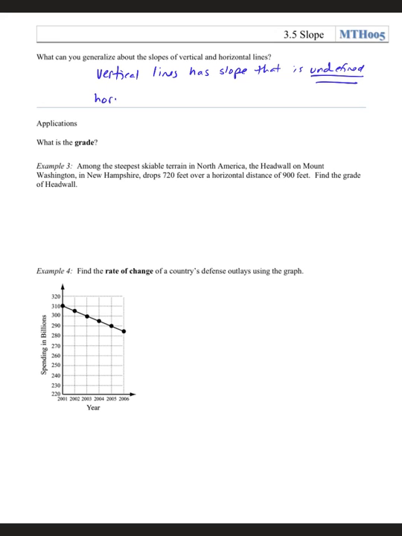Whereas a horizontal line has a slope that is 0. So horizontal line, the slope is 0. Vertical lines, the slope is undefined. And that remains true for all vertical and horizontal lines. Keep in mind, vertical lines relate to what the slopes are. If you forget, graph it, pick 2 points, and calculate it.